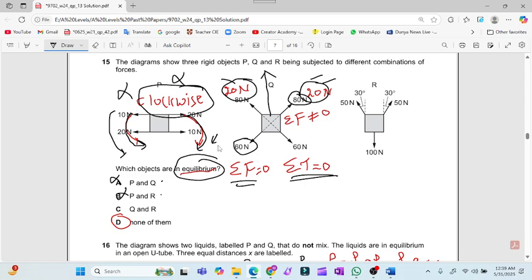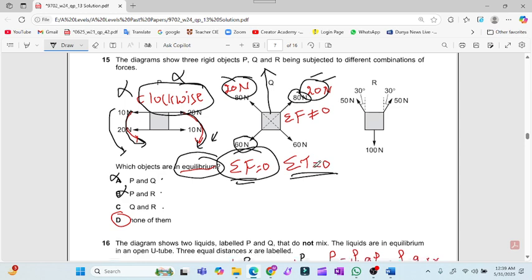And when you calculate the resultant force, it will move in the upward direction. So for equilibrium, it will not satisfy this condition. So Q is also invalid. The only option left is option D. None of these will be in equilibrium.